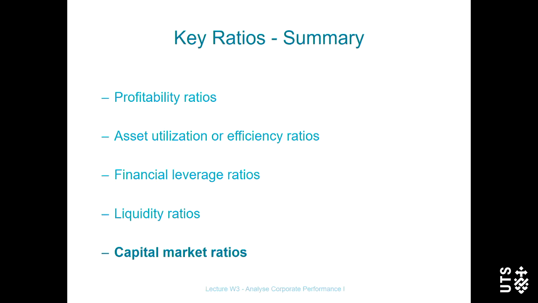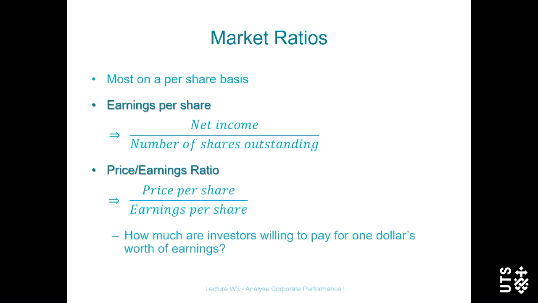Final set of ratios is capital market ratios. Two very well-known ones, earnings per share. So that is the bottom line of your income statement divided by the number of shares. I wouldn't even call that a ratio. Definitely a ratio is the price earnings.